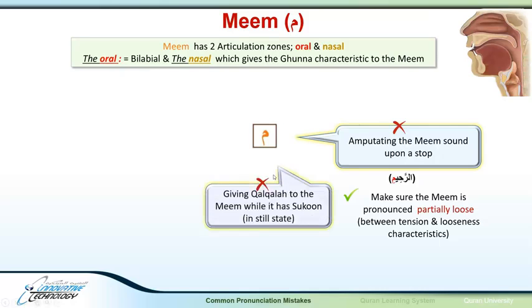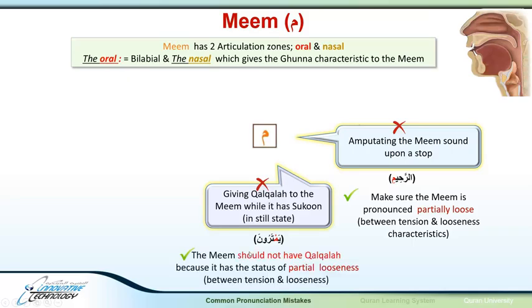The second common mistake is giving qalqala to the meme while it has sukoon, while it's in the still state. Yamtarun, yam. This is wrong. The right way of pronouncing it is like this. يمترون Yamtarun. We don't say yam. So there should be no qalqala given to the meme.